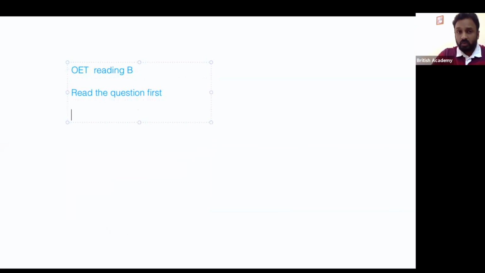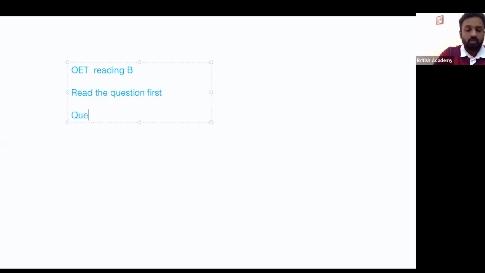Read the question first and then don't look into the options. See, both ways work. For some candidates, it works the other way. They read the question, they read the vocabulary, they understand the scenario very well. They even understand the options very well. Then they go into the reading task and try to find the closest option. You can try both ways. The easiest way is to read the question first.